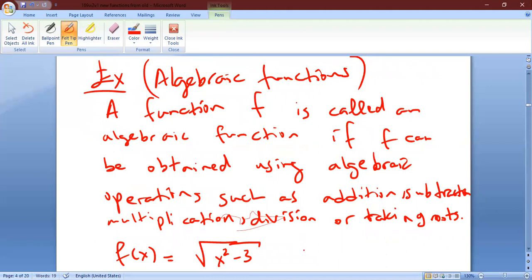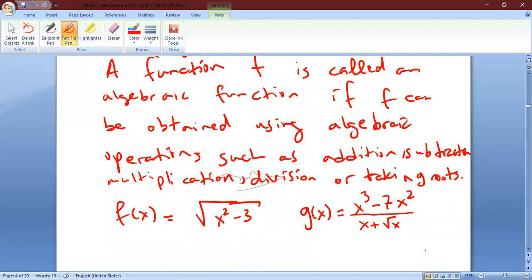Or let's say we have something like this: x cubed minus 7x squared over, let's say, x plus square root of x. That's another algebraic function because we have x times x, multiplication, and then x squared multiplied by minus 7, combining these two. It's all algebraic operations, and then dividing by x plus square root of x. All these can be done by algebraic operations, so this is an algebraic function. So that's another way of obtaining functions.